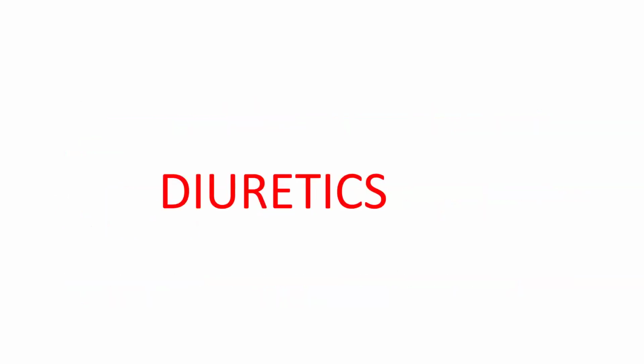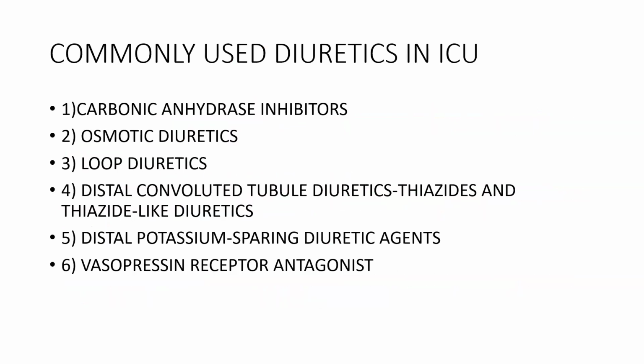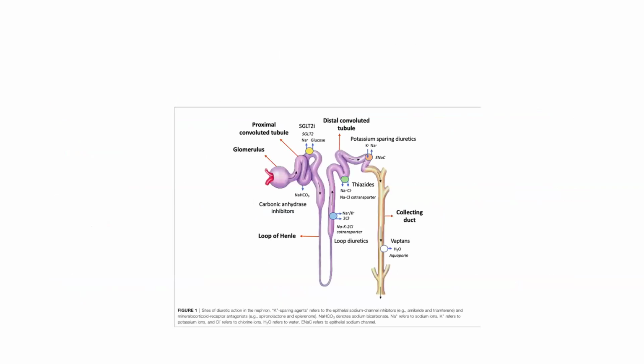Now the next topic is diuretics. The commonly used diuretics in the ICU are carbonic anhydrase inhibitors, osmotic diuretics, loop diuretics, distal convoluted tubule diuretics, that is thiazide and thiazide-like diuretics, distal potassium-sparing agents, and vasopressin receptor antagonists. So this is the diagrammatic representation of the mechanism of action of different diuretics.